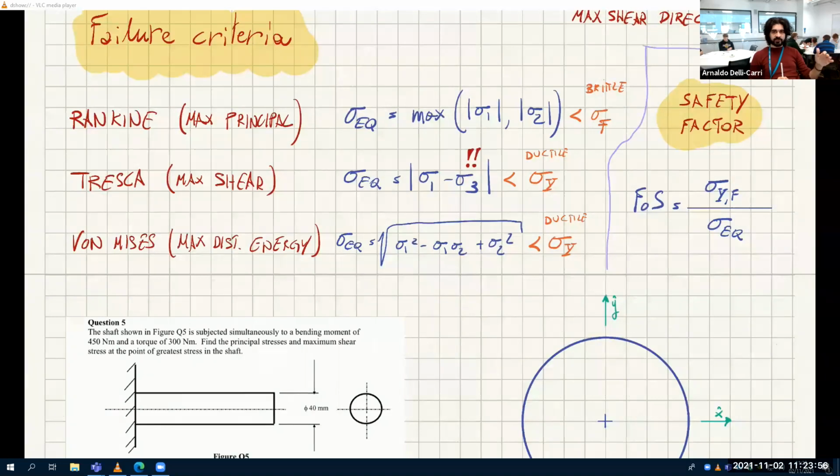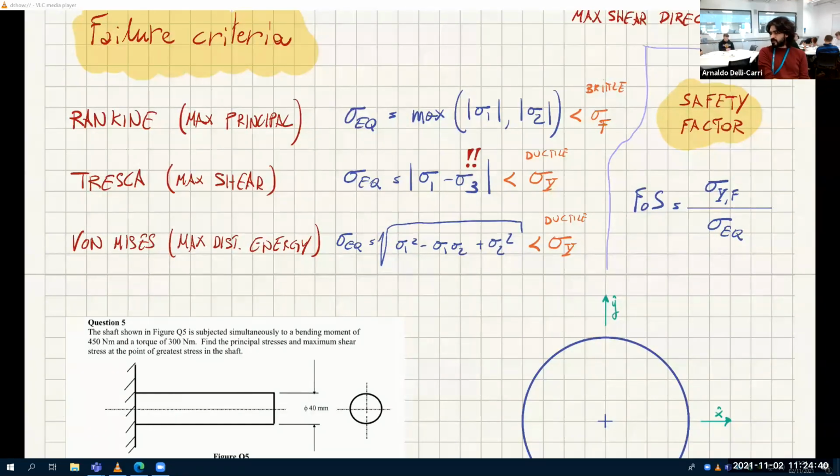So the maximum distortion energy comes from this deviatoric tensor, which is based just on the shear stresses, and can be summarized in 2D only by this. So the sigma equivalent is the square root of sigma 1 squared minus sigma 1 sigma 2 plus sigma 2 squared. This must be smaller than sigma yield for ductile materials. This is what von Mises is saying. You also have the 3D equivalent of this. I'm sure that Said has taught you that as well. You won't be needing this now. You will be needing this next year when we do stress and dynamic analysis. Okay, last bit of information, safety factor.